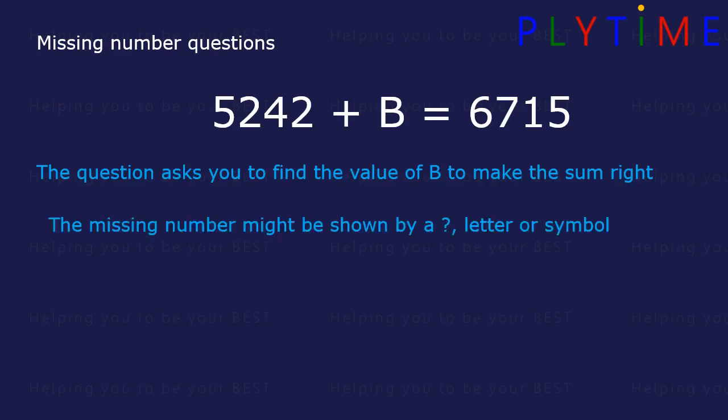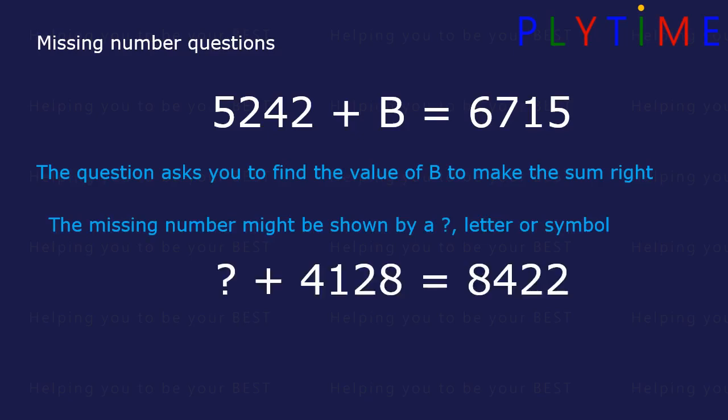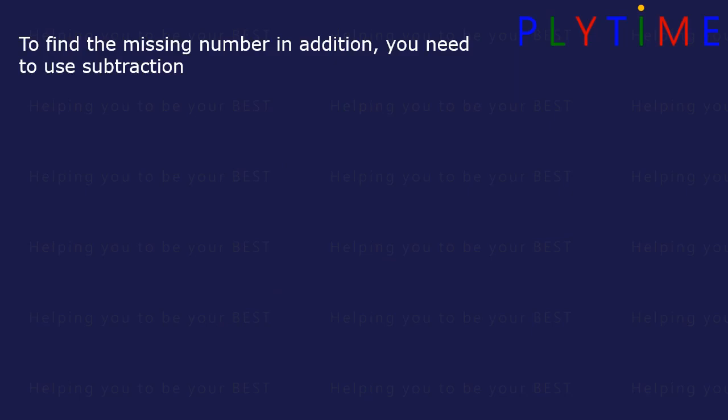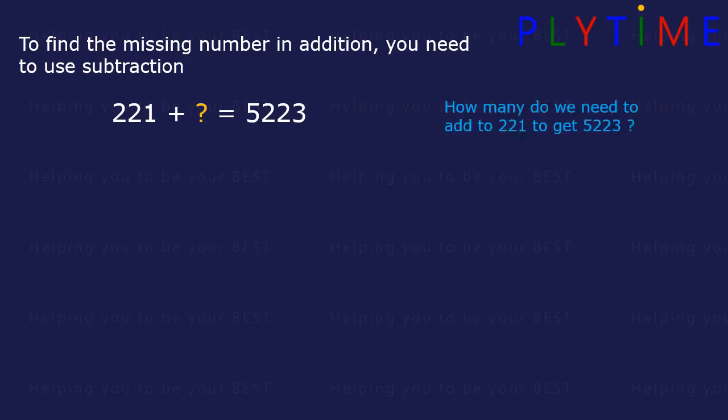The missing number may be shown by a question mark, like here, or it may be shown as a letter, as above, or as a symbol, like here. To find the missing number in addition, you need to use subtraction. 221 plus something equals 5,223. How many do we need to add to 221 to get to 5,223?